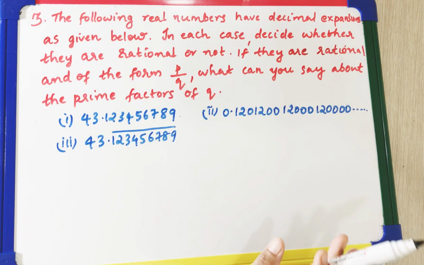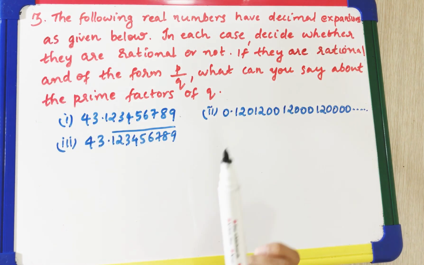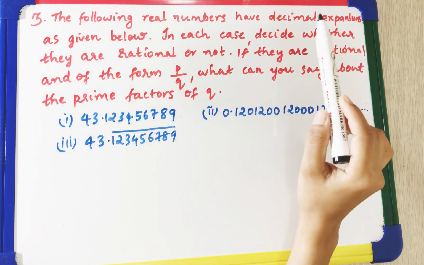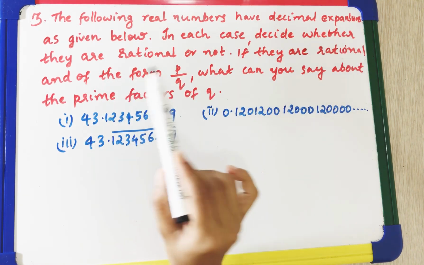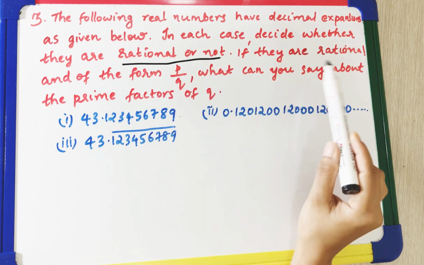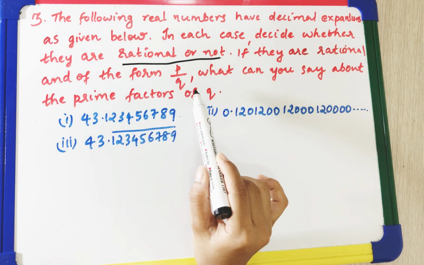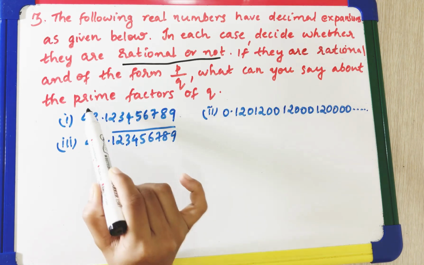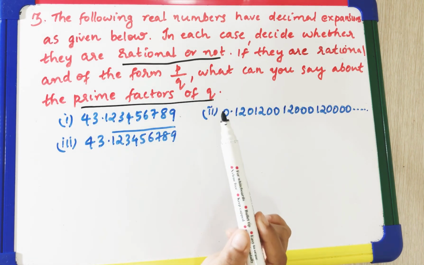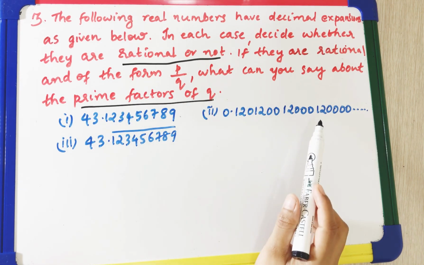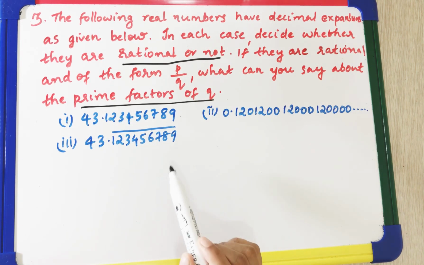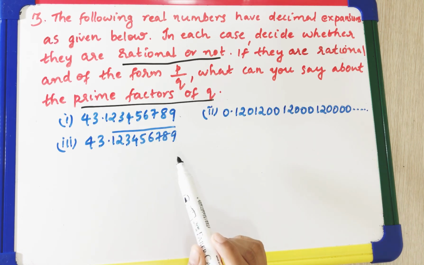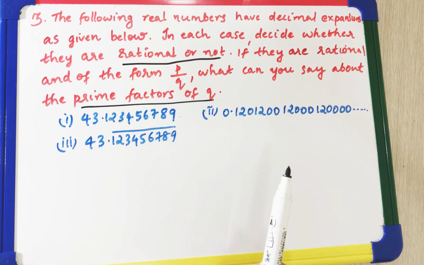The last question of this section. Third question. The following real numbers have decimal expansions as given below. In each case, decide whether they are rational or not. If they are rational and of the form p by q, what can you say about the prime factors of q? Here three real numbers are given. We have to say whether they are rational or not. And if they are rational and of the form p by q, we have to say something about the prime factors of q.